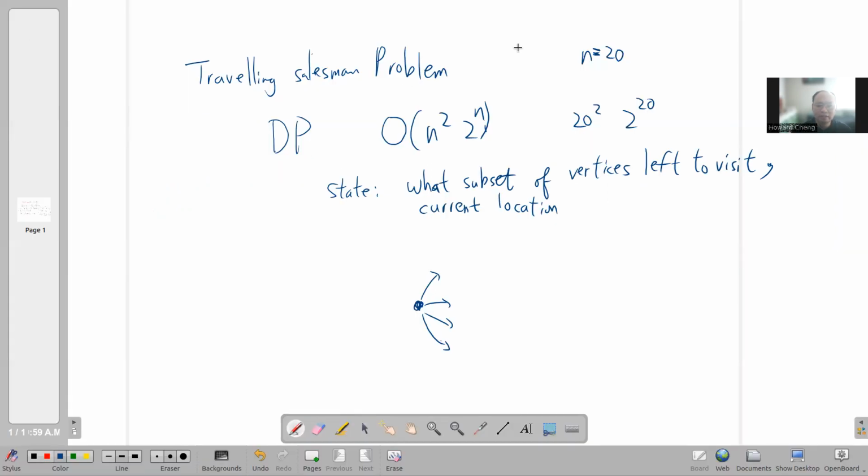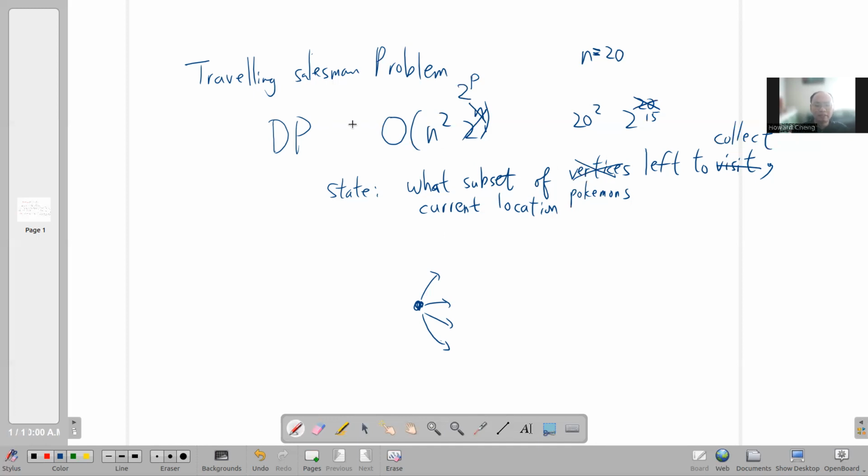There's a better way to do this. Instead of keeping track of the subset of vertices you have to visit, you look at what subset of Pokemon you still have to collect. In that case, instead of 2 to the n, it will be 2 to the number of Pokemon, which drops this down to 15, and makes it much faster, a factor of 2 to the 5, or a factor of 32.